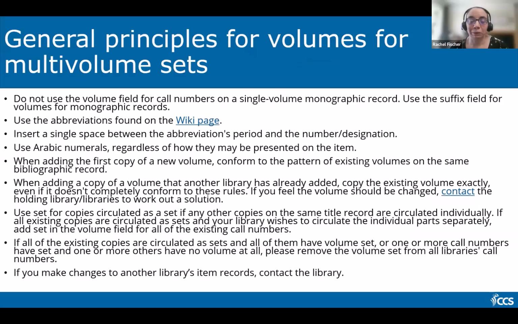There's a lot of text that I pasted on the slide for everyone's information. I'm not going to read through everything because that would be very long, but I am going to cover some important points. Because it is important for placing holds, I just want to emphasize some guidelines. Volume fields of item records should only be used with the multi-volume set records. So if you want to add a volume to a monographic record, you will need to use a suffix field in the item record because putting it in the volume field could also cause problems with placing holds.